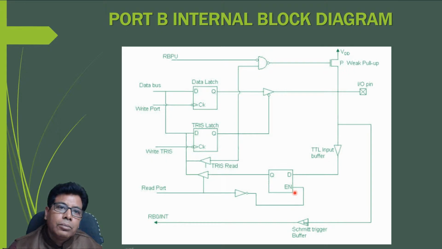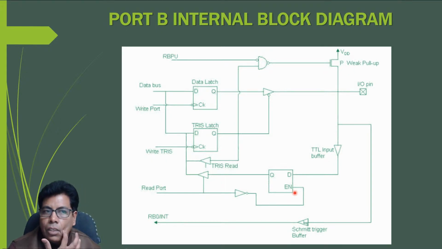Then let us see the internal block diagram of port B. Again here you can see the three latches: the data latch, the TRIS latch, and the input latch, and this is the input buffer, and this is the I/O pin which is external.